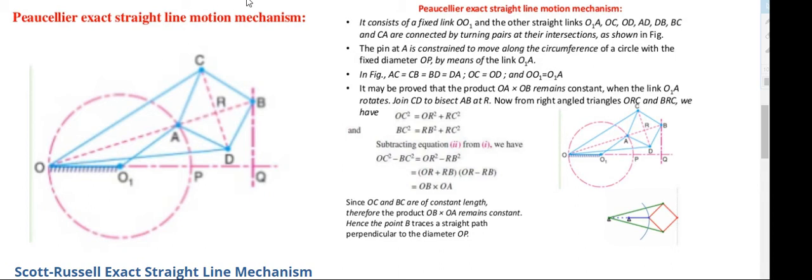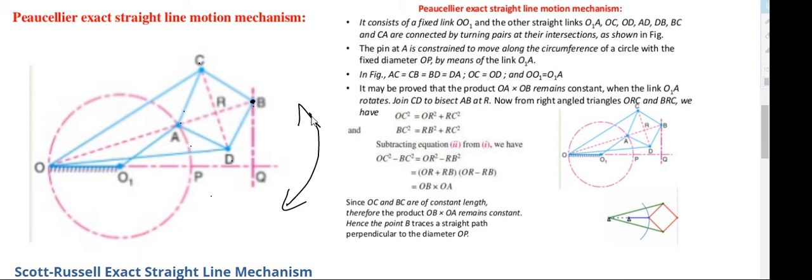So this is the schematic view of a Peaucellier-Lipkin mechanism. It has a rhombus at the end. You see this ACBD. It is similar to a rhombus. When this mechanism oscillates in this direction and this direction, it produces a straight line from this point.